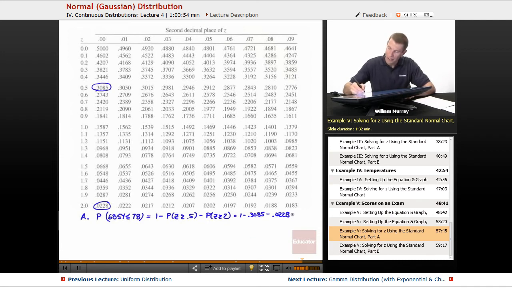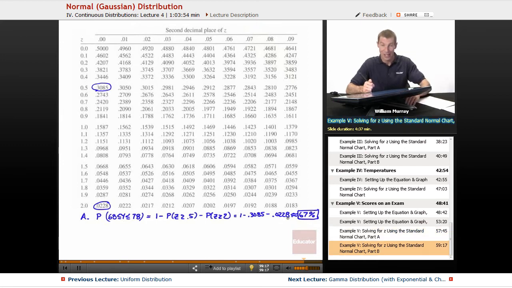I reduced and simplified those on my calculator. I just rounded it to the nearest percentage, and I got 67%, 0.67, rounded to 67%. So that's the percentage of students that will score between 68 and 78 on this exam.